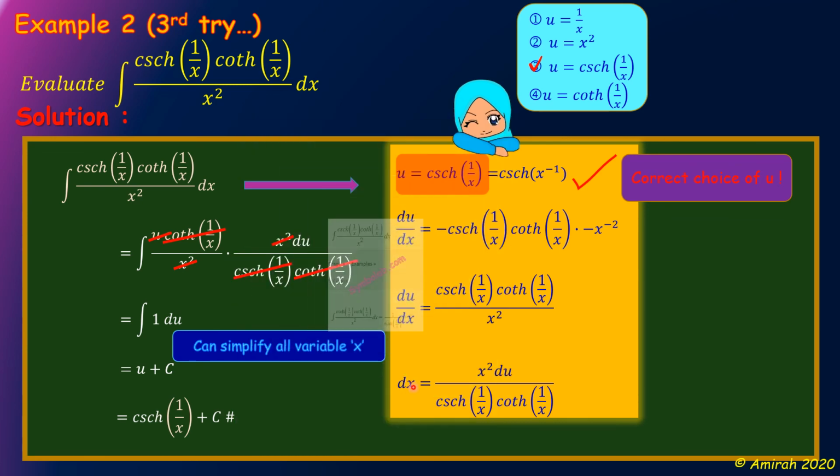Alright, and if we manage to find a suitable function u, we do not have to try another function u. So we don't need to try number 4, u equals cosh 1 over x, since we succeeded when we tried number 1 and number 3. Number 1 and number 3 are the correct u. So we don't need to try another function u. Alright? Got it?